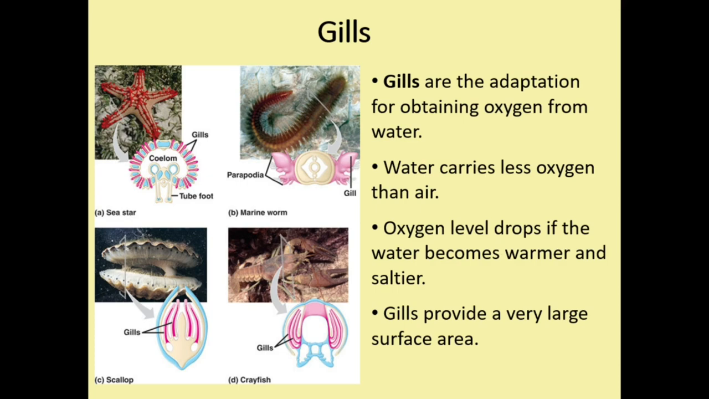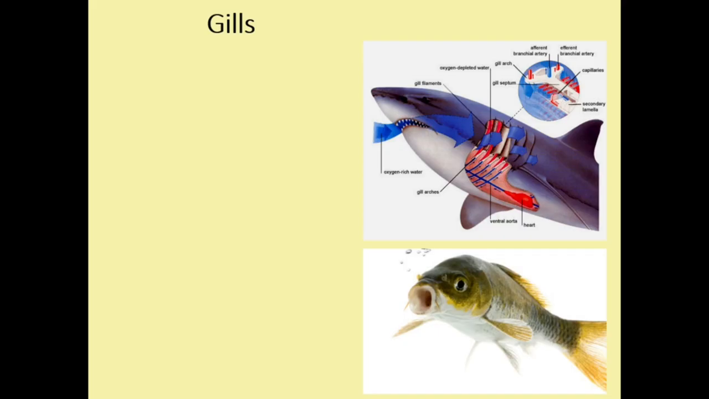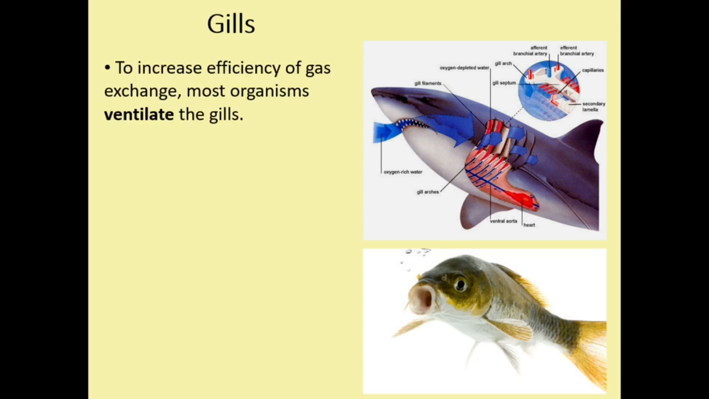Now, clearly I've missed probably the most famous group of animals that use gills, and those are the fish. So we can see here that fish have gills, and as we know, the gills are internal, they're not external to the animal, like we saw with the polychaete worm. So they need to be ventilated. So to increase efficiency of gas exchange, most organisms will have to ventilate their gills. And ventilation is what we would consider breathing, really, where we're forcing or bringing fresh oxygenated air into our lungs and then getting rid of waste carbon dioxide laden air.